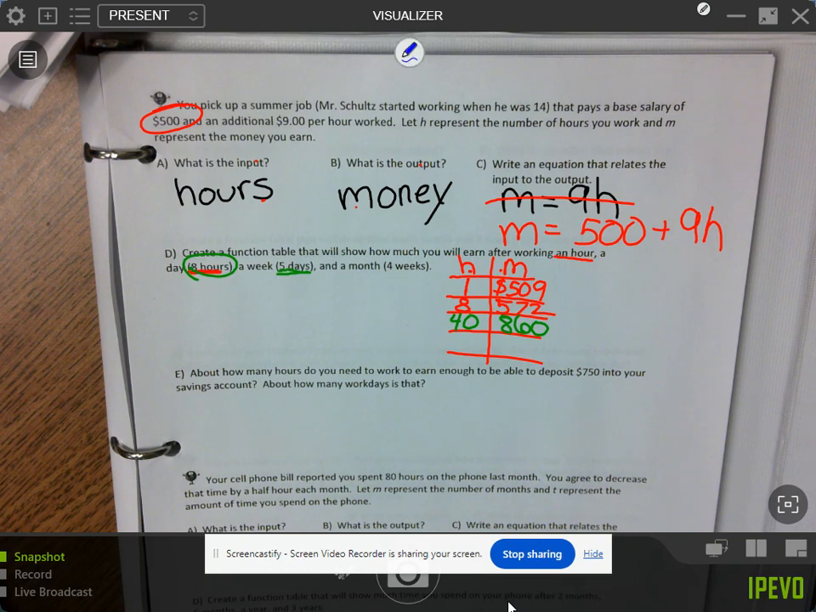What is my last input? Emerson? 160. Because we know 1 week was 40 hours, and I have 4 weeks. So 4 times 40 is 160. If I work 4 weeks, if I work for a month, how much money am I going to have? Will? $1,940.